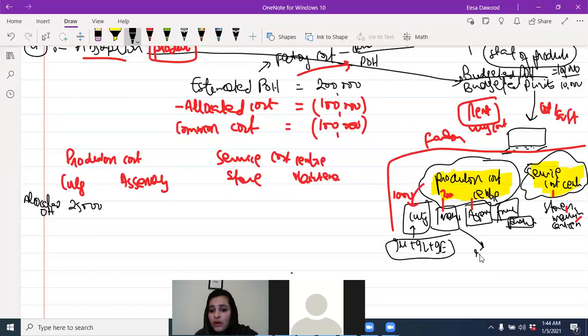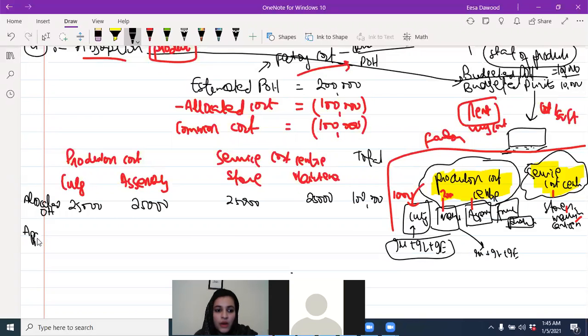And for example, all of the indirect material, indirect labor, or indirect expense that was incurred in the machining department would directly be traced to the machining department. For example, 25,000 was the cost related to the assembly department, 25,000 was the cost related to stores, and 25,000 was the cost related to the maintenance department. So that was the breakup of that 1 lakh cost.